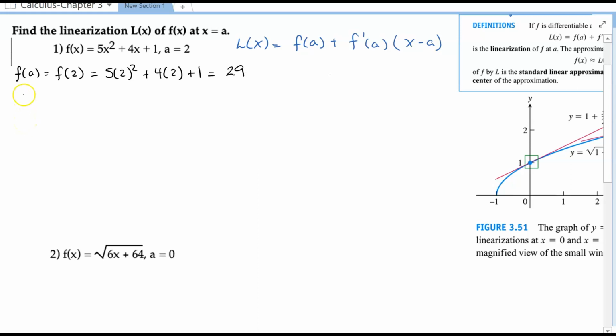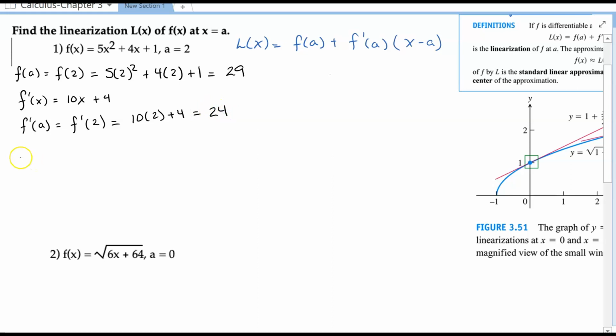Okay, now I take the derivative, f prime of x. So let's see what we get. Derivative of 5x squared is 10x. Derivative of 4x is 4. Derivative of 1 is 0. So my derivative there is 10x plus 4. Now it is necessary for me to find f prime of a, which is f prime of 2. And what does that look like? 10 times 2 plus 4. That gives me 24, okay?